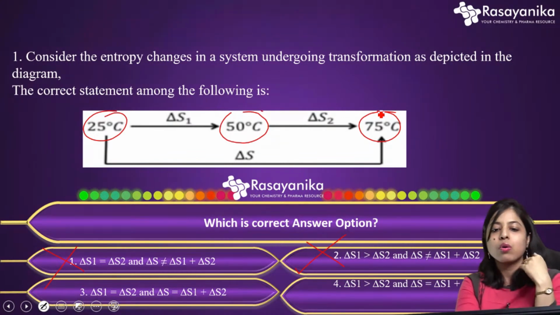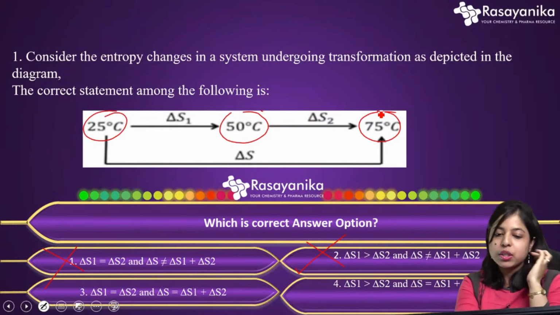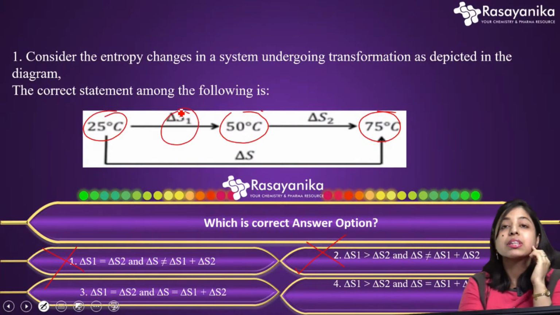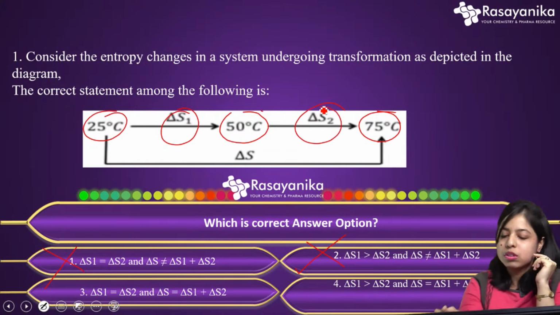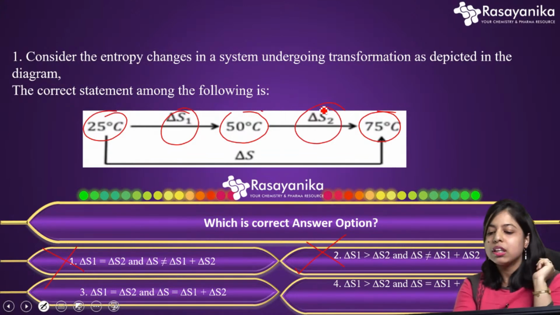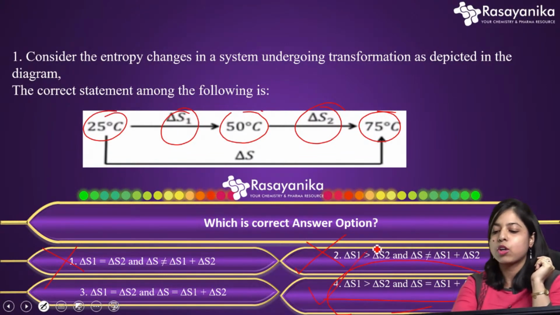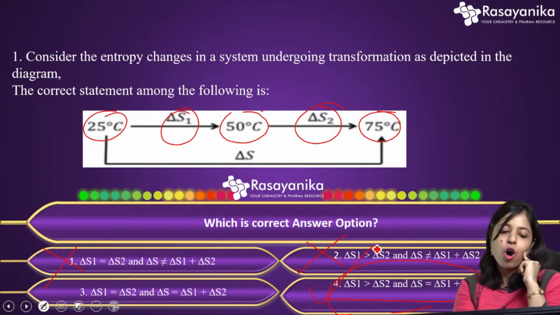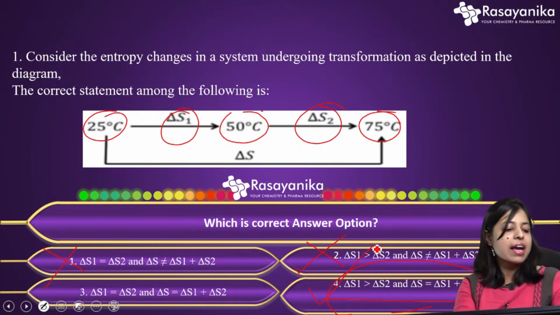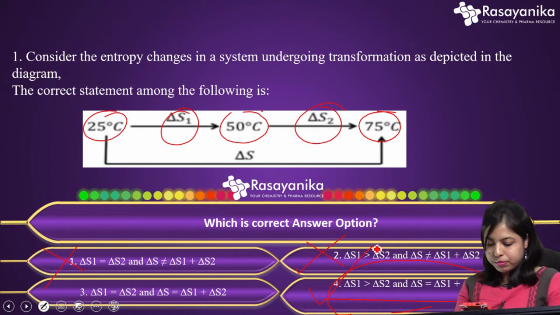Okay, so what do we need to do? We know that delta S1 becomes higher than delta S2. So which option is there? Only option 4. Yes, absolutely. Option 4 will be the correct option, and all other options will be eliminated. Is that clear, everyone? Nirmal? Yeah, definitely option D.